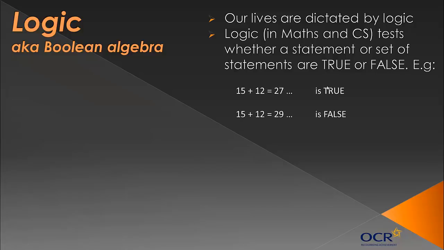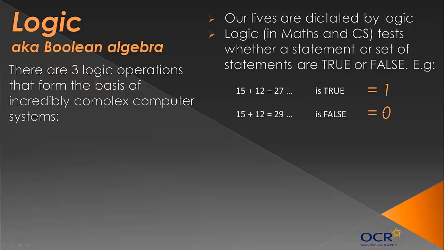So two statements here. 15 plus 12 equals 27. That's obviously true. If you add that up, 27 is actually the answer. That will result in true. If you ran that through a programming language, it would result in true. And 15 plus 12 equals 29 is false, and we'd represent that with true being 1 and false being 0. Those are the Boolean values, and these are the binary values, and you can sort of use them interchangeably. Just true is 1, false is 0.